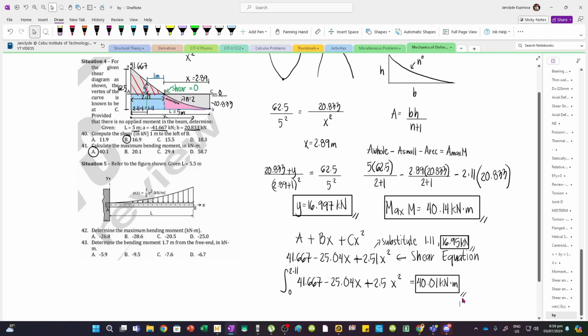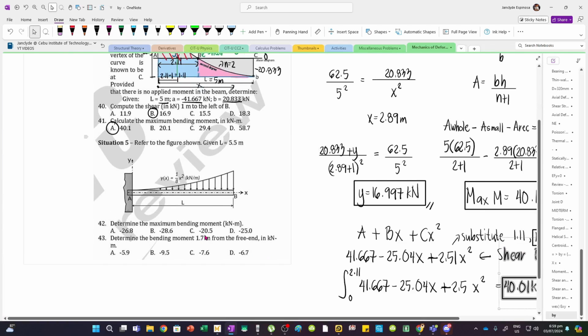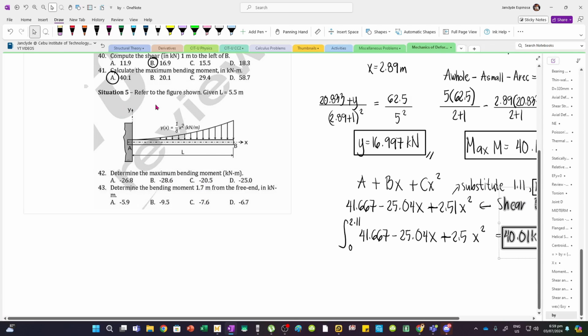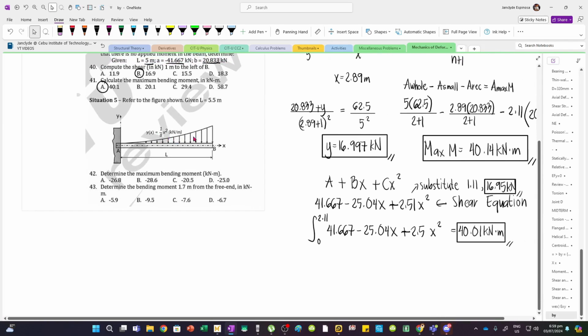And so this is the better way. Now for situation 5, we have to determine the maximum bending moment. Here we have a cantilever beam. If you have a cantilever beam, then the maximum moment will occur at the support. And so how can we solve this problem?